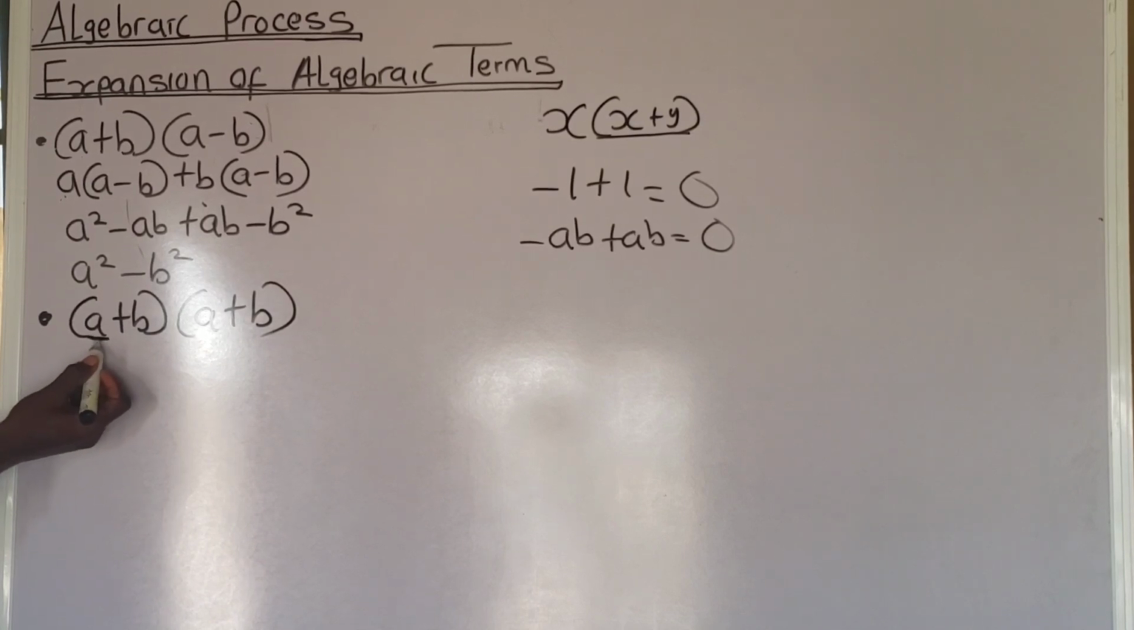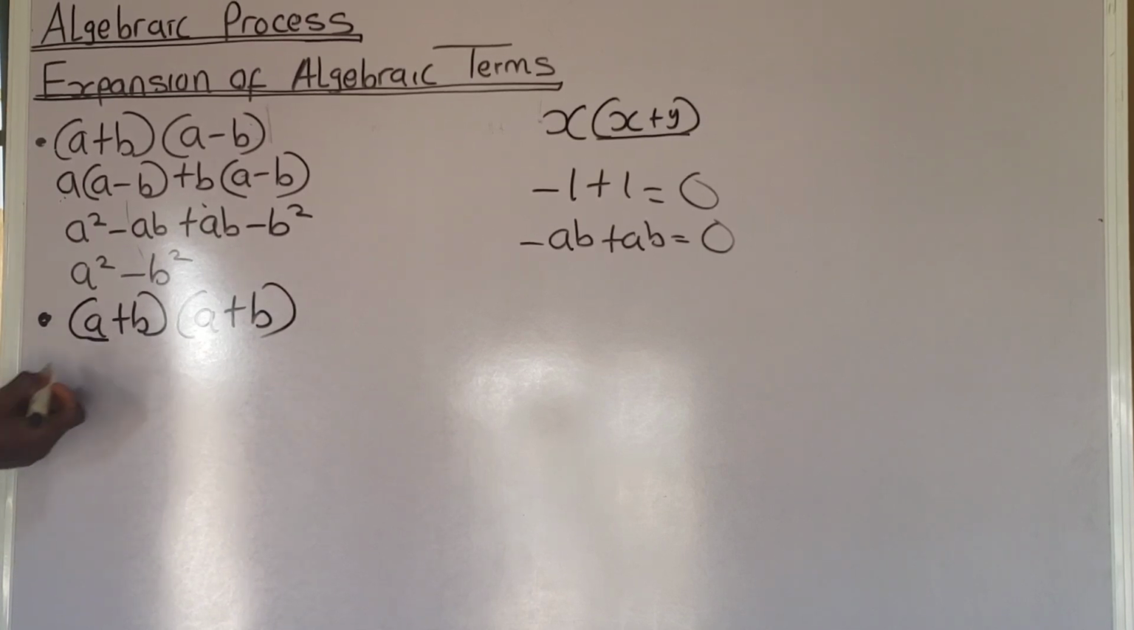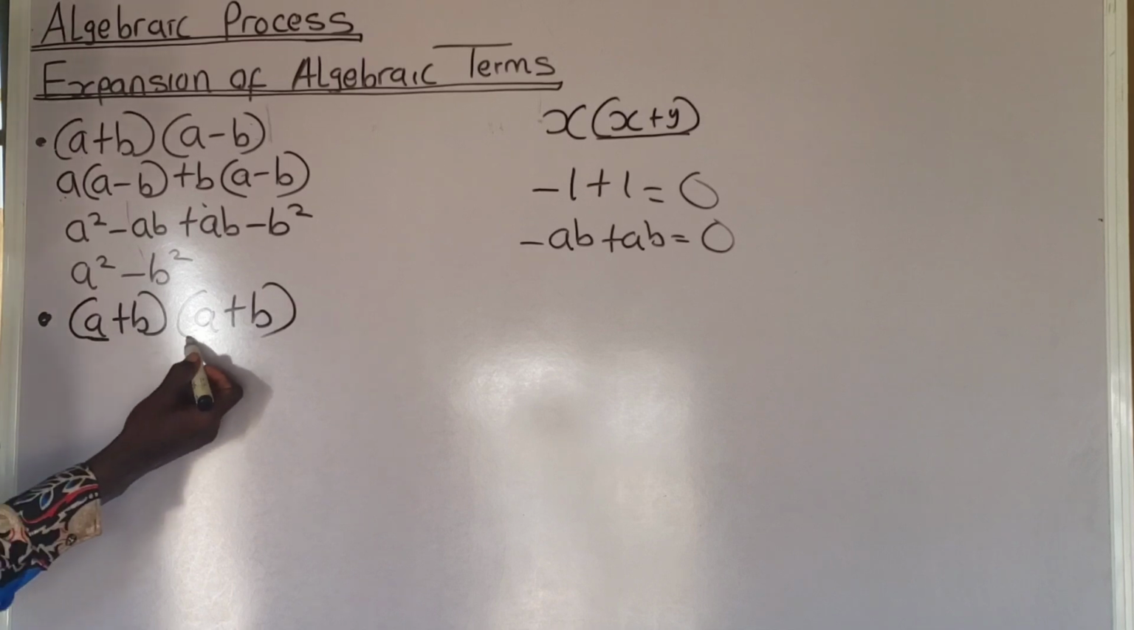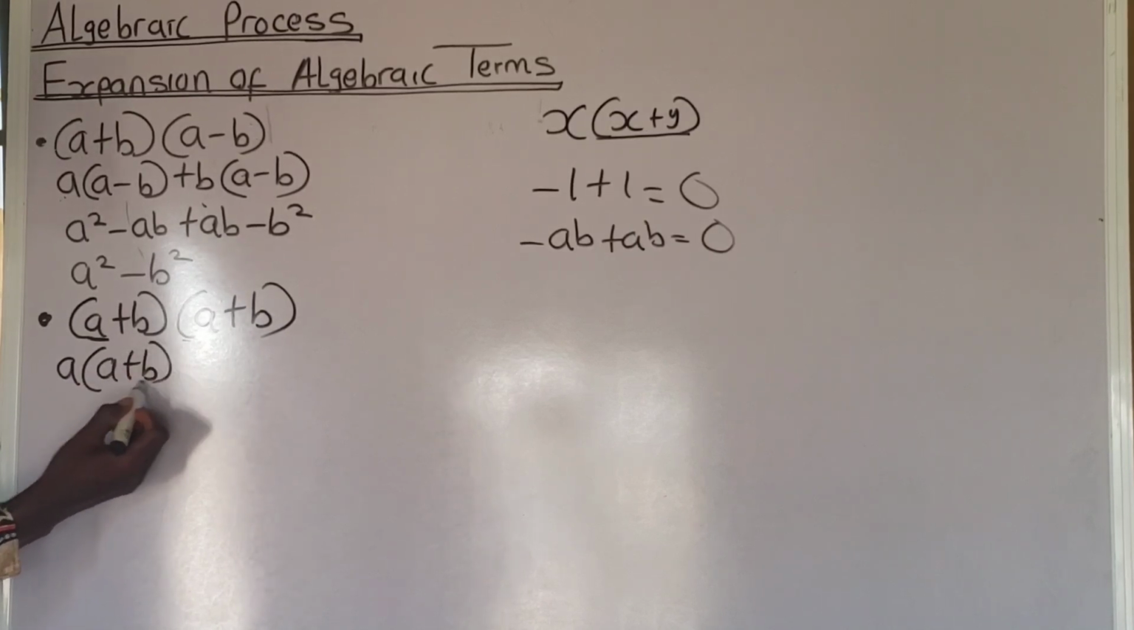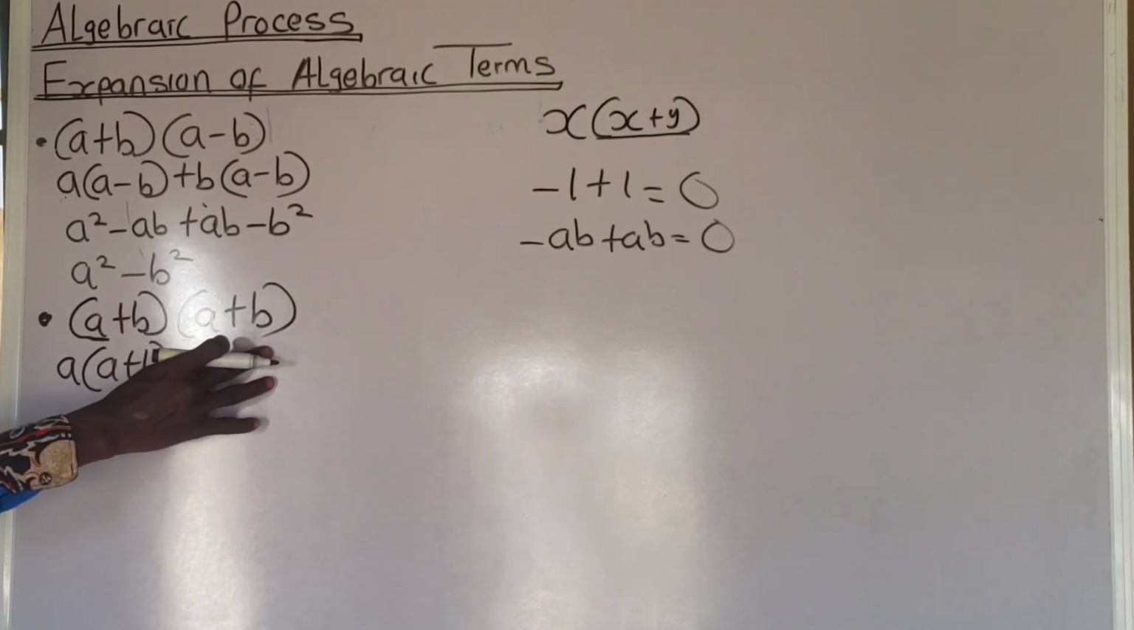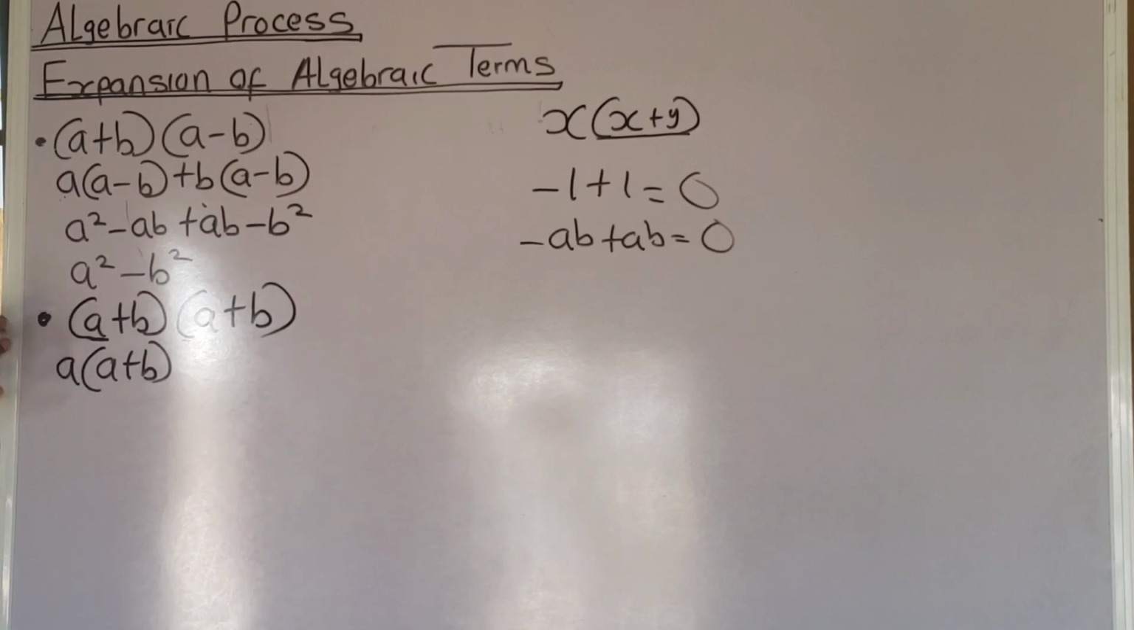The first term in the first bracket is what? A. I'm going to use it to multiply all the terms in the second bracket. You understand? So I'm going to have a into bracket a plus b. This a plus b is the second bracket, and this a is the first term of the first bracket.